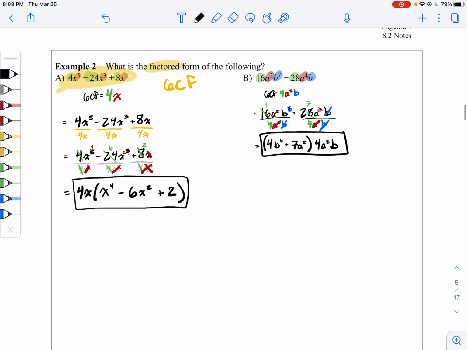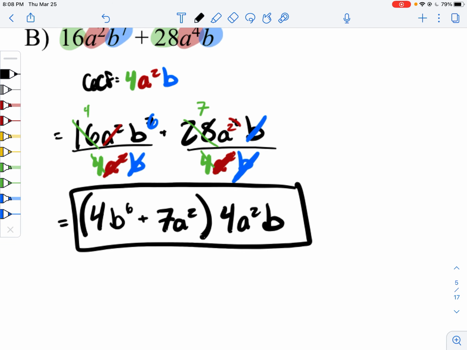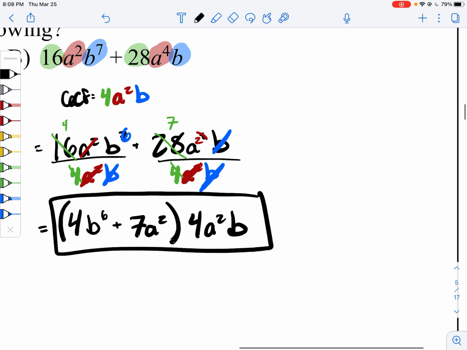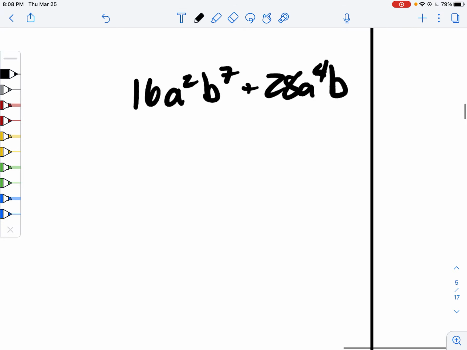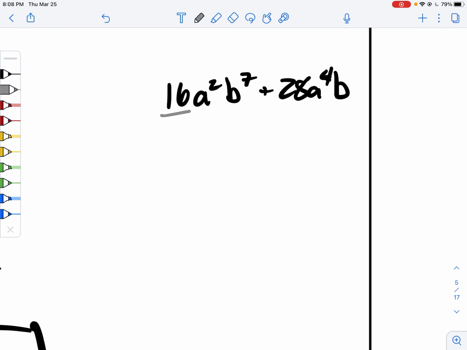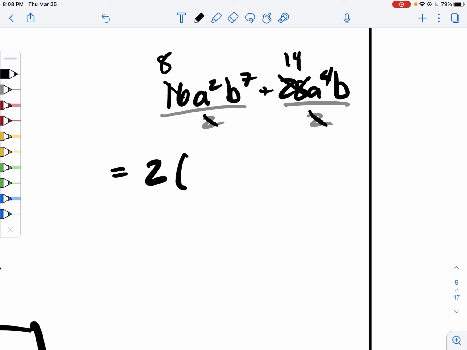By the way, a quick note before we leave. What if we didn't notice they were both divisible by 4, and we just did 2 instead? What if we had factored out a 2, and not even the variables? We can say, hey, this is equal to 2 times, and I'm going to factor out a 2, 8a squared b to the 7th plus 14a to the 4th b.